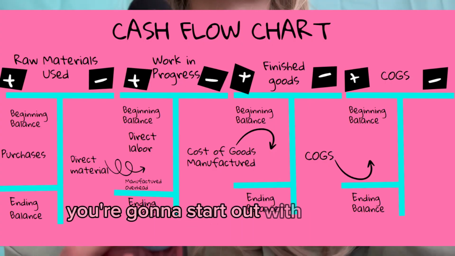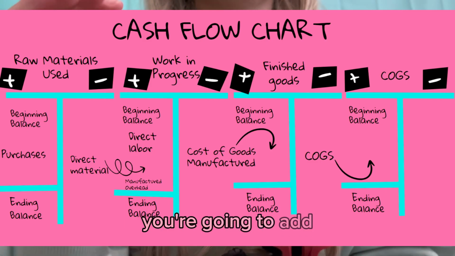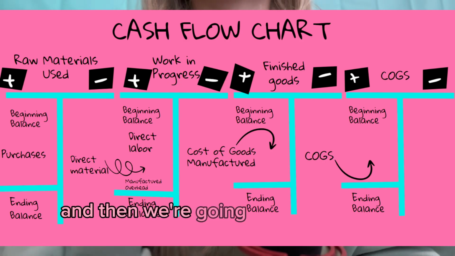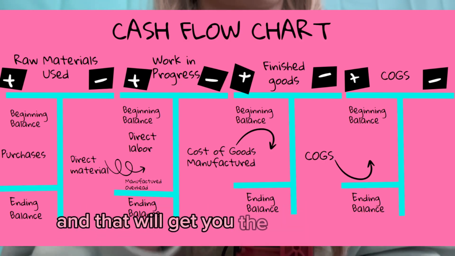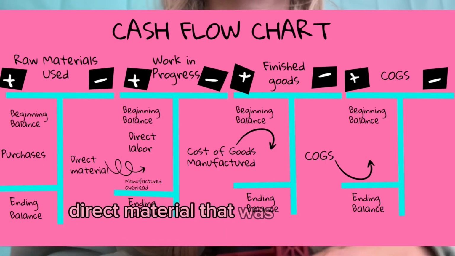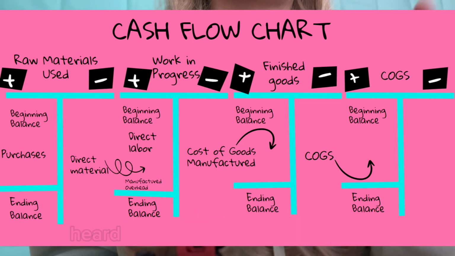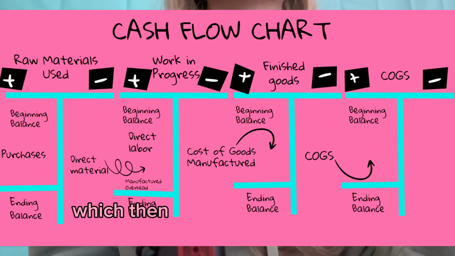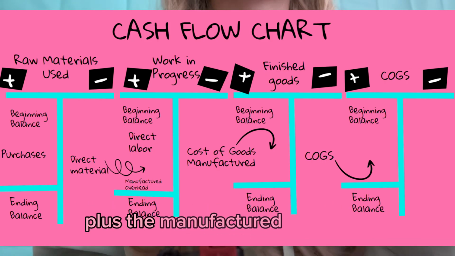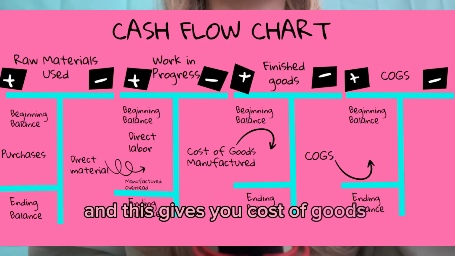So pretty much you're going to start out with your raw materials used, and to find that, you're going to take your beginning balance. You're going to add the beginning balance of raw materials to the purchases made that year, and then you are going to subtract your ending balance, and that will get you the direct material, which is pretty much raw materials used. It's just the direct material that was used in that quarter. And then you're going to take that direct material and move it over to the work in progress account, where you add the beginning balance plus the direct material plus the direct labor plus the manufacturing overhead. And then you subtract the ending balance, and this gets you cost of goods manufactured.